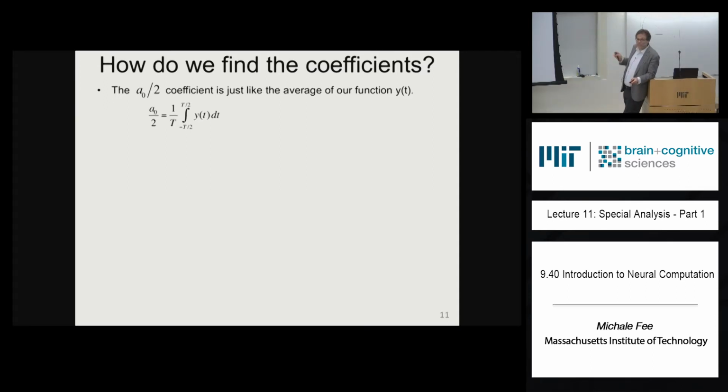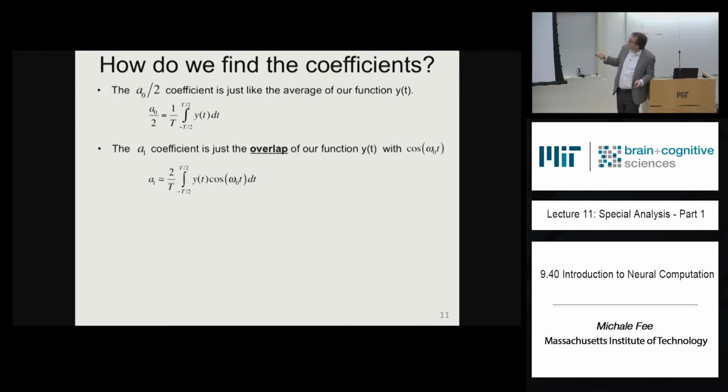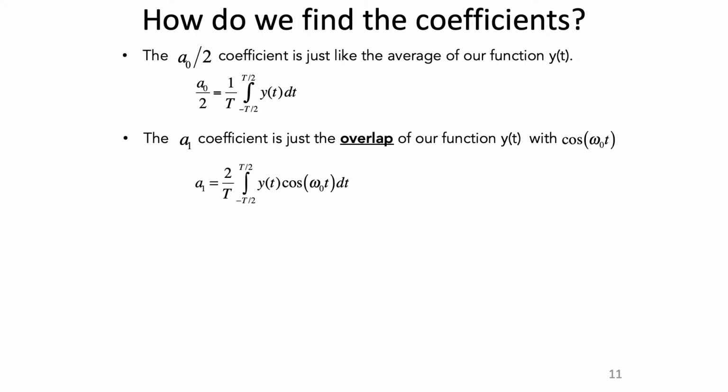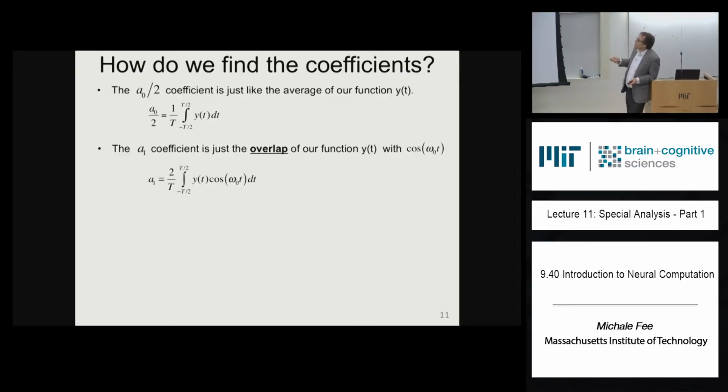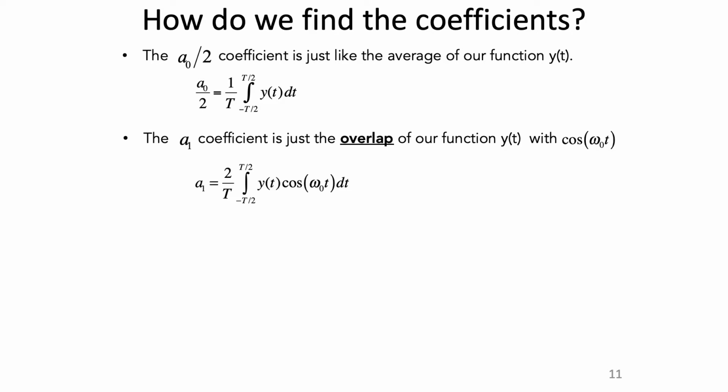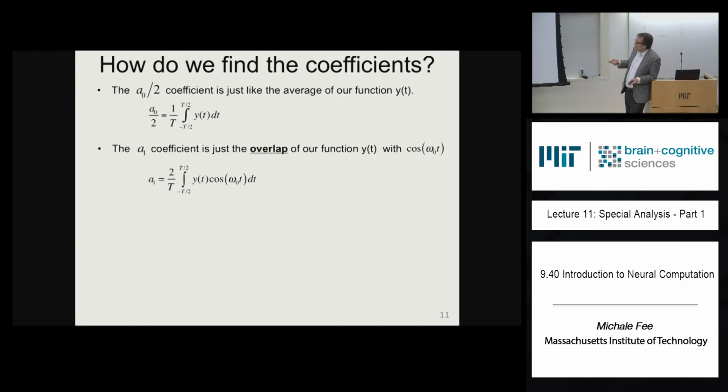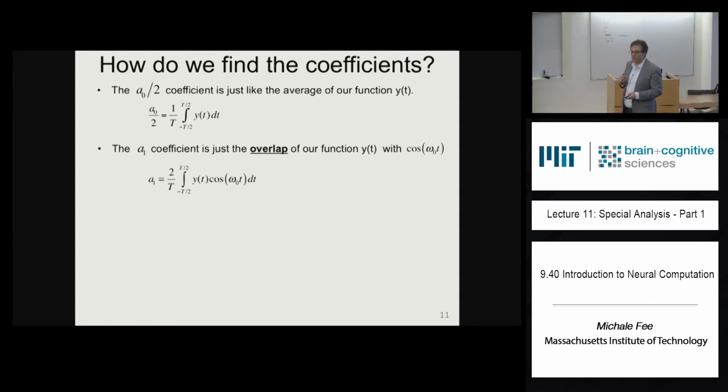All right, any questions about that? It's pretty straightforward. What about this next coefficient, a1? So the a1 coefficient is just the overlap of our function y of t with this cosine. Okay? We're just multiplying y of t times cosine of omega naught t, integrating over time, and then multiplying by 2 over T. Okay? So that's the answer, and I'm going to explain why that is.